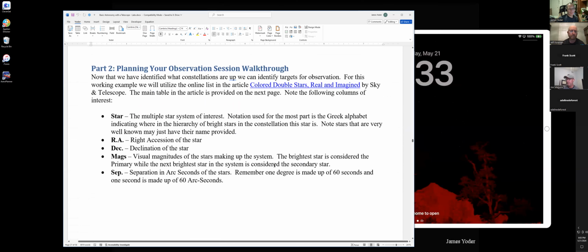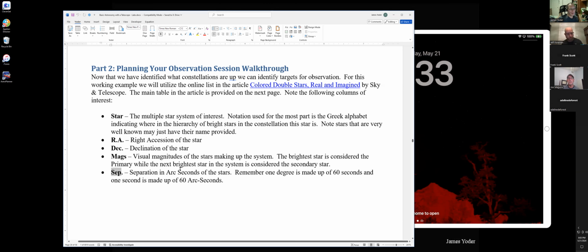So now we're going to go to planning your observations, walking through the process. And I explain what a star is, multiple star systems, magnitudes we've talked about before, separation. This is another key thing we talked about before, but let's talk about it again because it's good to get this exposure. So separation is the distance between these 2 stars, and it's measured in arc seconds.